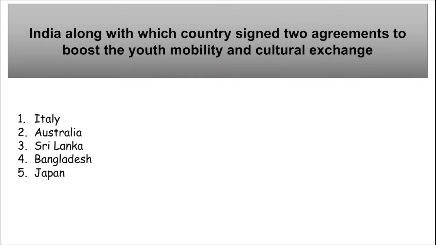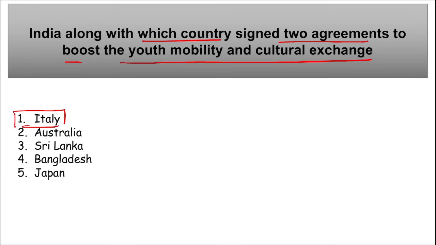Next, India, along with which country, signed 2 agreements to boost youth mobility and cultural exchange? I repeat, India along with which country signed 2 agreements to boost youth mobility and cultural exchange? So this was between India and Italy. Dr. S. Jaishankar, our External Affairs Minister, signed these 2 agreements with the Italian Deputy Prime Minister and Minister of Foreign Affairs Antonio Tajani.